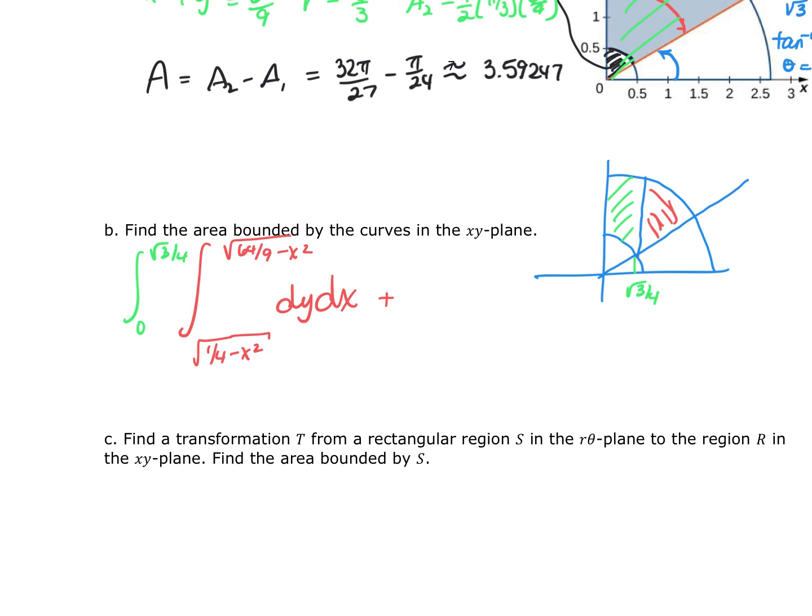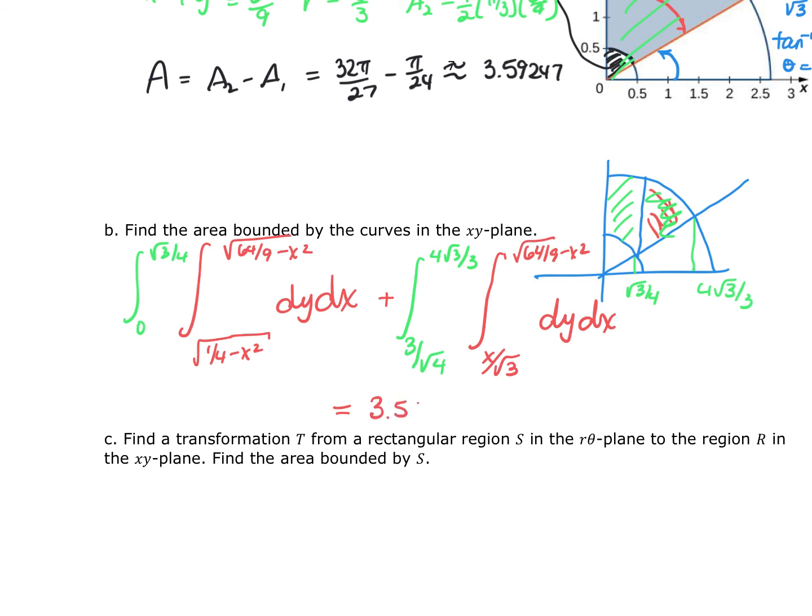And then I'd have to do my second region, which is this one right here. It would go from the square root of 3 over 4 to this point on the x-axis, which is 4 times the square root of 3 over 3. Now my y is going to be bounded between x divided by the square root of 3, and my upper bound, which is that circle, the square root of 64 divided by 9 minus x squared, dy dx. It would be a whole bunch of fun integration, and we end up with 3.59247. A lot more work. We didn't even have to do it by integration.